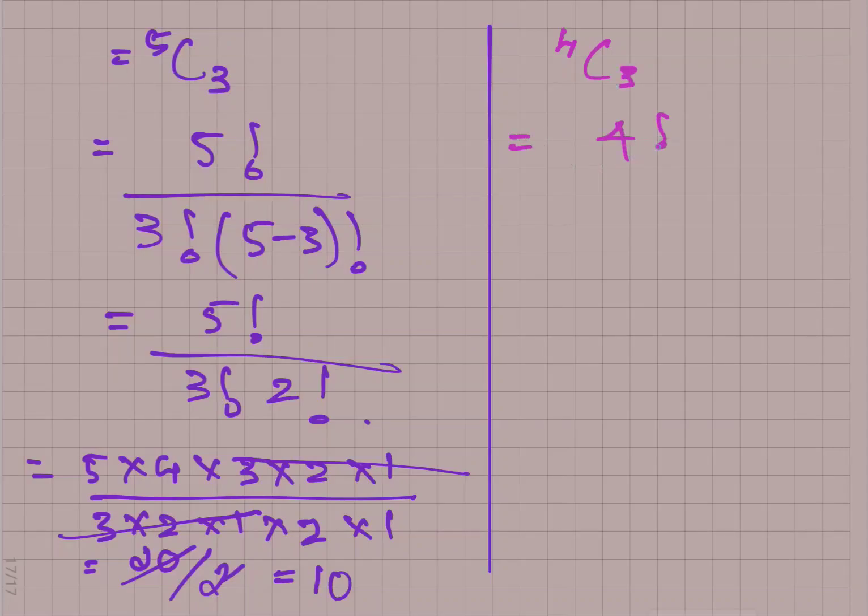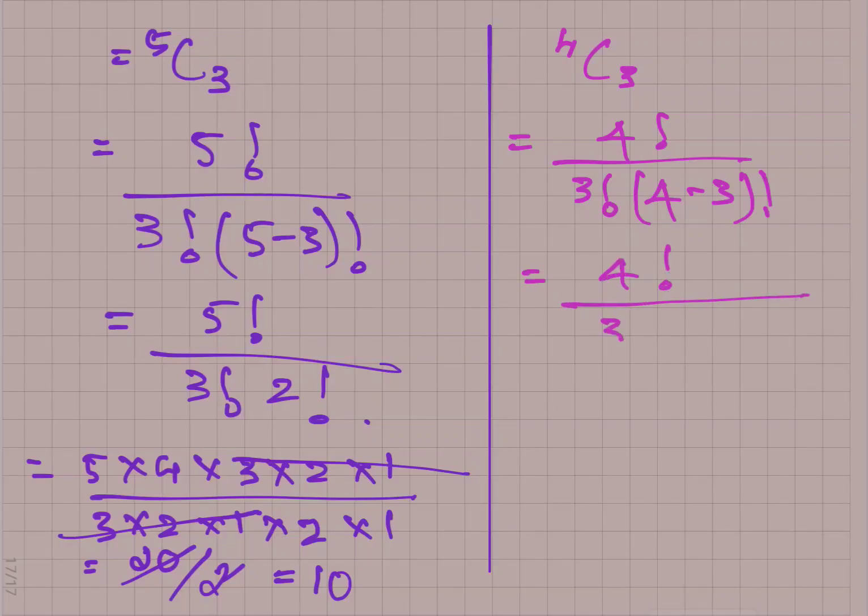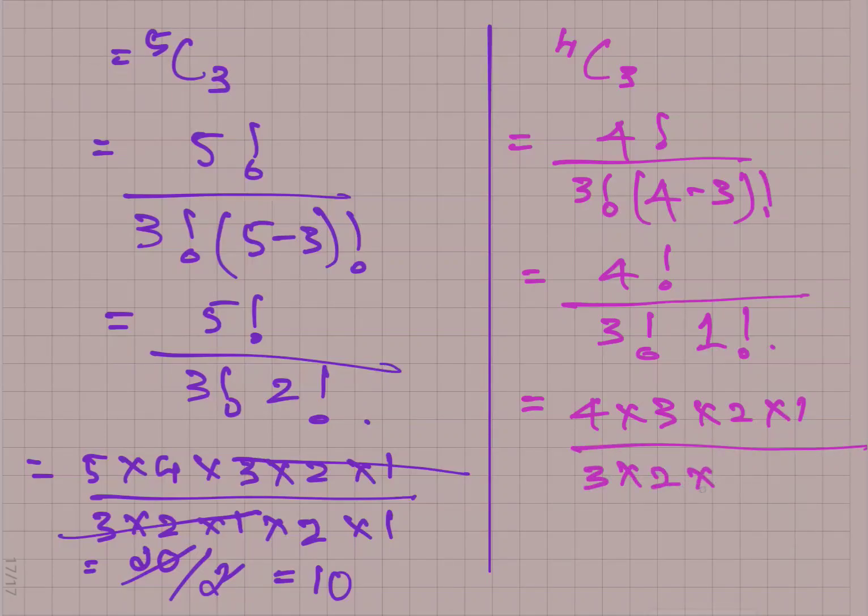Now 4 factorial upon 3 factorial into (4 minus 3) factorial. Simplifying this, 4 factorial upon 3 factorial, 4 minus 3 is 1, so 1 factorial. Now 4 into 3 into 2 into 1 upon 3 into 2 into 1 into 1. Now 3 into 2 into 1 will get cancelled, we get the answer as 4. Now for boys we got the number of ways 10, and for the girls we got 4.